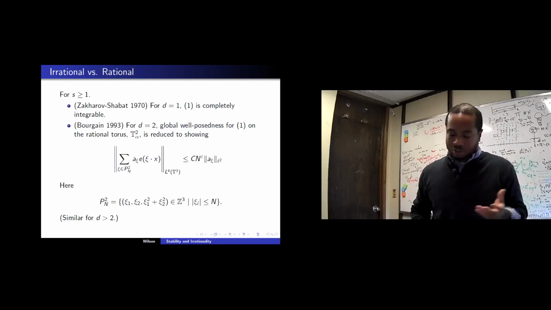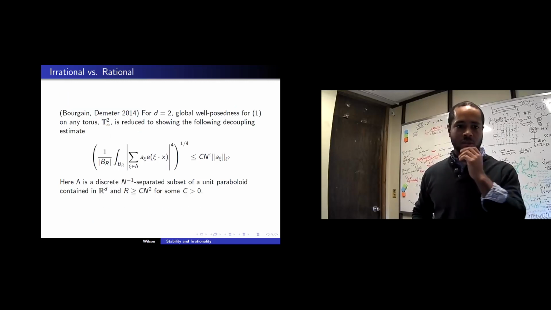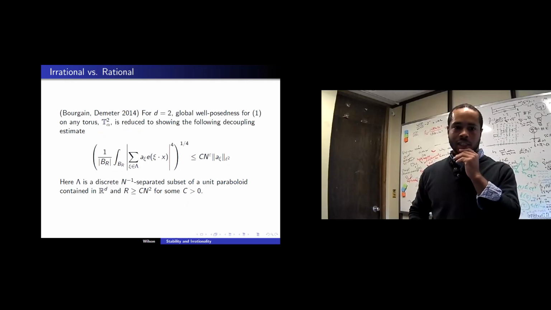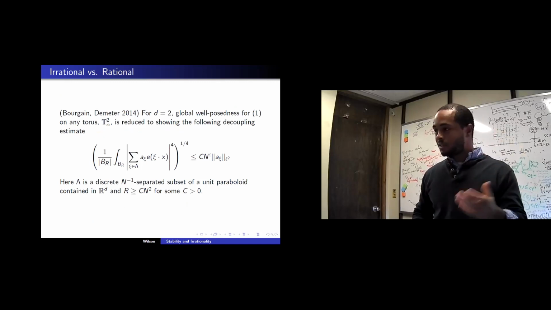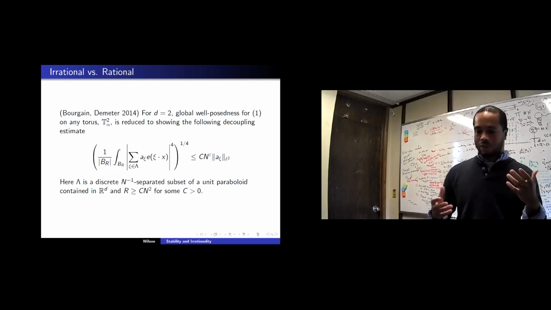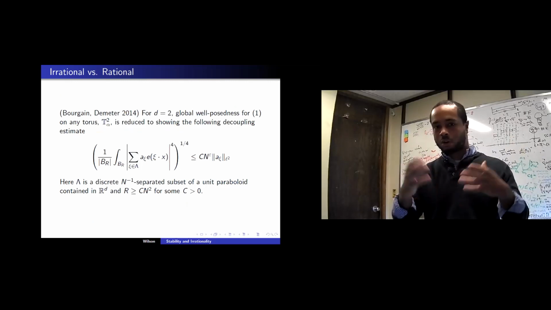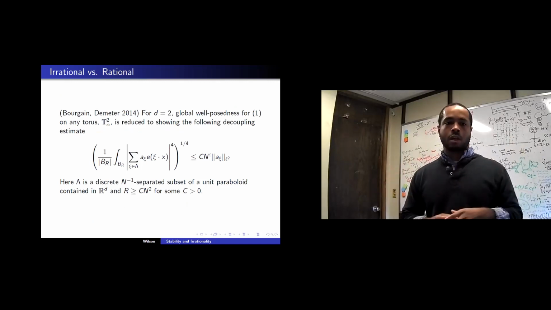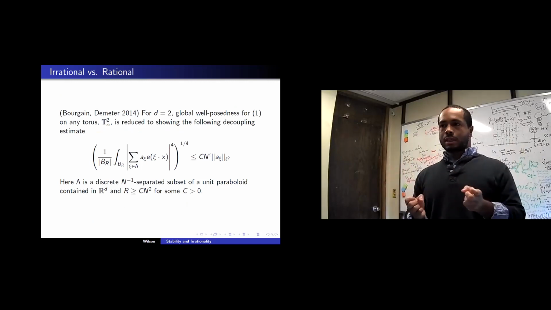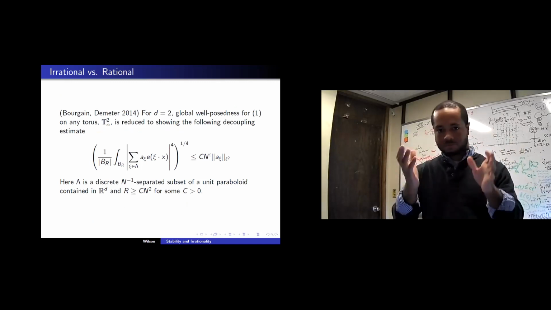But it turns out it was, and it turns out that it takes even more sophistication than what Bourgain did in 1993. So in 2014, Bourgain, Demeter, and others show that if you have an irrational torus, you can get a harmonic analysis estimate that's very similar to the one before, but it's a little bit more powerful. Okay, and I have these estimates here.